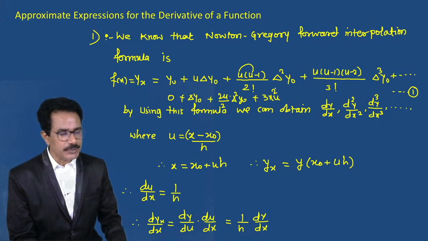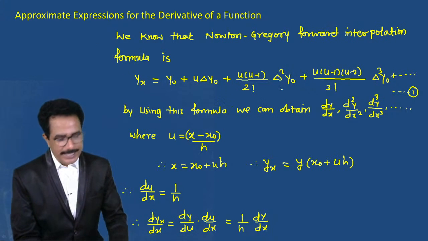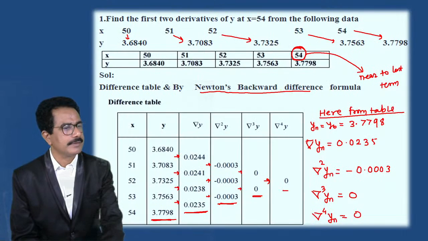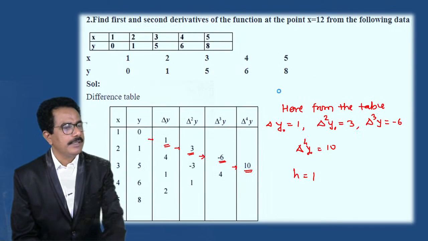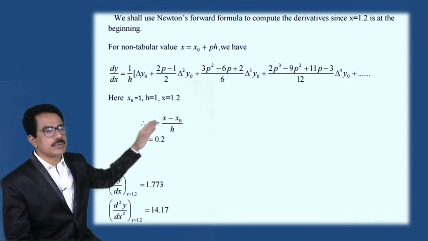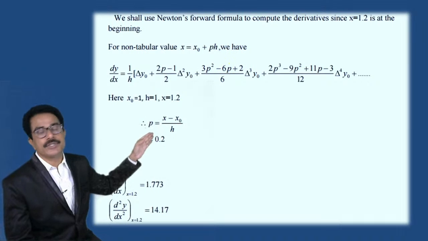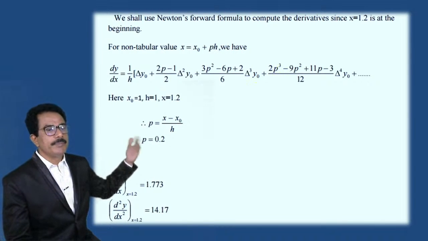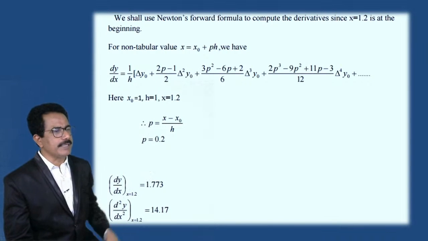In this way u means p, so we will get the derivative in the form 3p square minus 6p plus 2 divided by 6 into delta cube y0, plus 2p cube minus... In this way we can obtain the derivative.